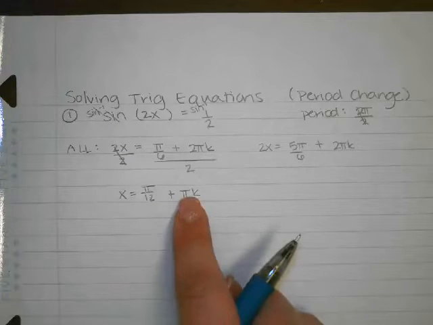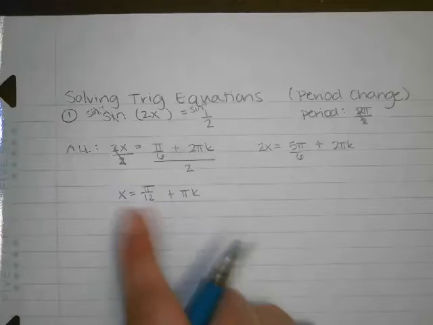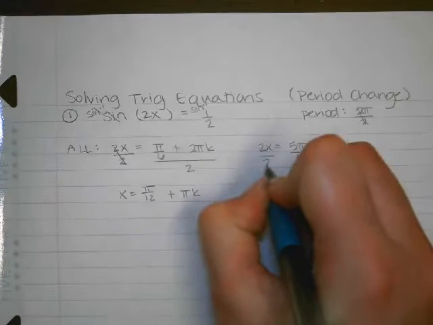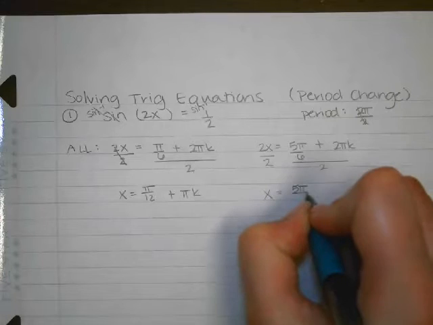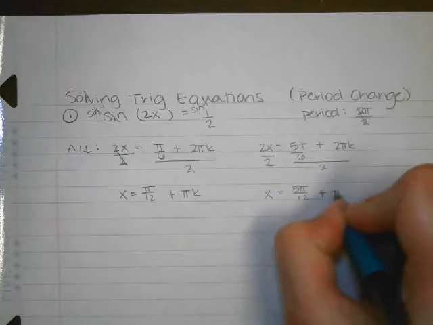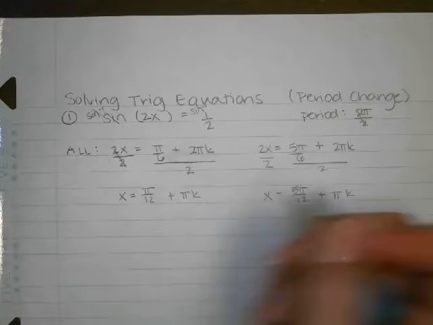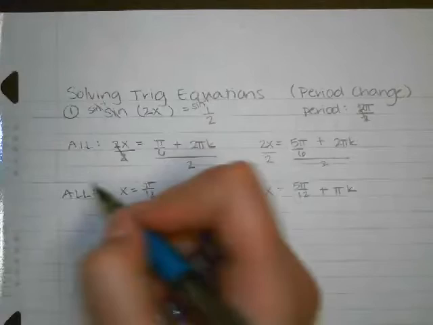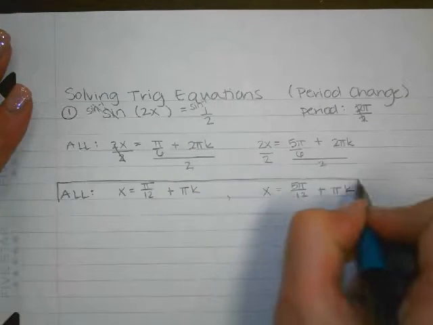So if I wanted to find something that was coterminal with this, then I would just be adding pi. All right, so x, and then again, I'm going to divide by 2, and I get 5 pi/12 plus pi k. All right, so if we want to say what all solutions are, this would be our answer, to find all possible solutions.